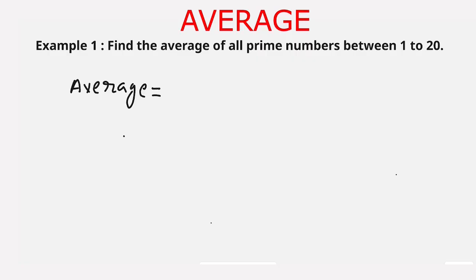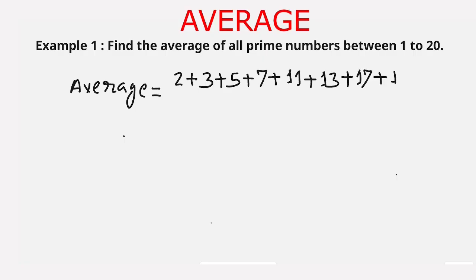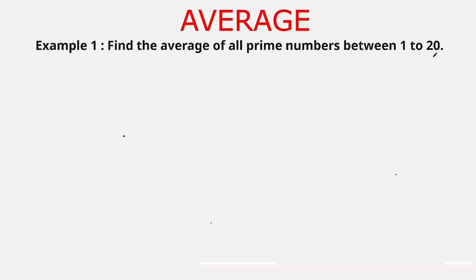Their average is, we first write the prime numbers between 1 and 20. The numbers are 2, plus 3, plus 5, plus 7, plus 11, plus 13, plus 17, plus 19. These are 8 numbers. So we have to divide it by 8. As per the definition of average, it is sum of all the items divided by number of items. Here the items are numbers which are prime between 1 and 20, and their number is 8.